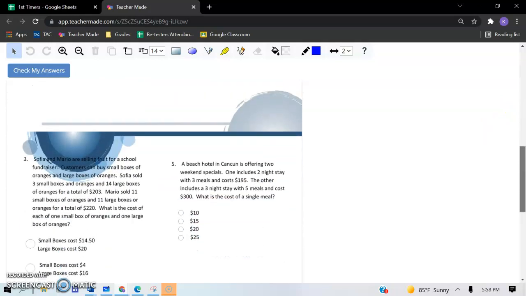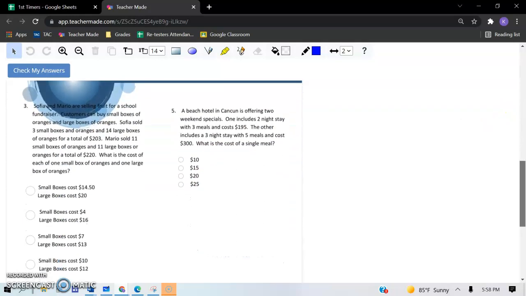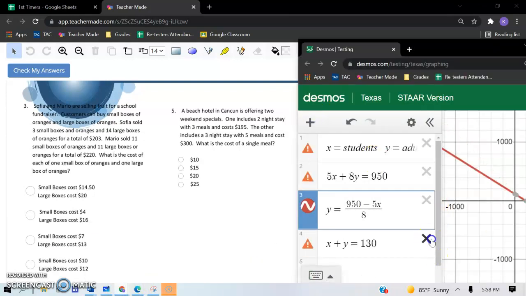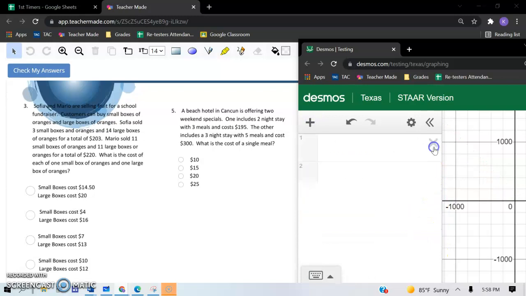Let's skip this part to number 4. Let me get my calculator again and delete all this. It says here, Sophia and Mario are selling fruits for a school fundraiser.